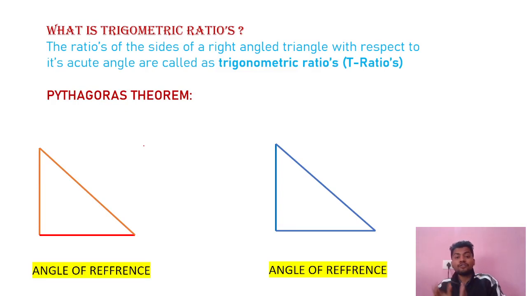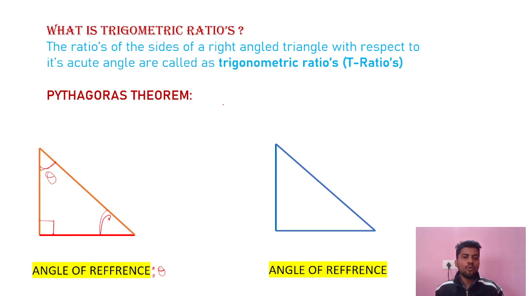The ratios of the sides of a right angle triangle with respect to its acute angle are called trigonometric ratios. Which acute angles? The acute angles that are present in a right angle triangle, because one angle is 90 degrees and the other two are acute angles. For finding the trigonometric ratio, we have to select an angle of reference. Let us select an angle of reference theta. Theta is a Greek symbol used to denote an angle. So here the angle of reference is theta.